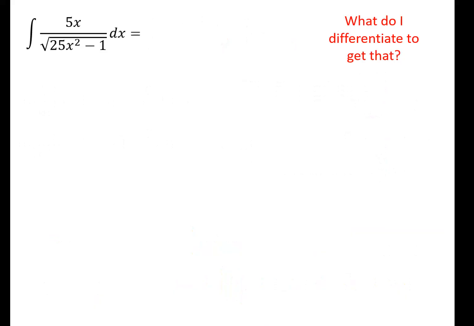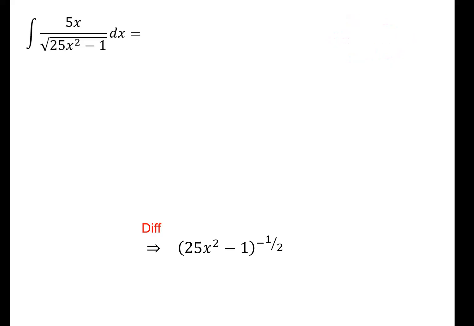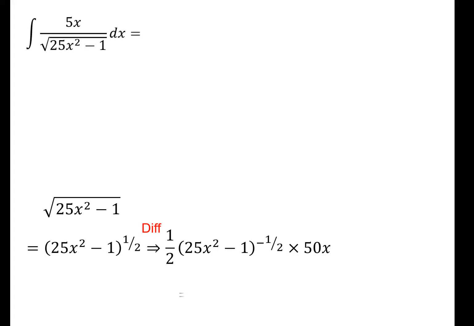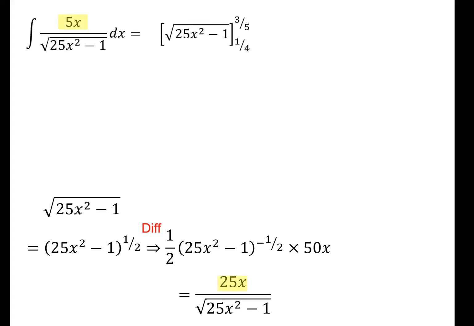We're going to go with: what do I differentiate to get that? So I want to differentiate something and have 25x squared minus 1 to the power of minus a half, because I've got the square root on the bottom. So what I want to do is differentiate the square root of 25x squared minus 1, or 25x squared minus 1 to the power of a half. When I differentiate that, the half will go in front, I'll get that bracket to the minus half, then I need to multiply by 50x. So that's going to be 25x over the square root of 25x squared minus 1. So nearly right. It's just I've got 5 times too much. So when I do the integral, it's going to give me the square root of 25x squared minus 1, but I need to put a fifth in front.